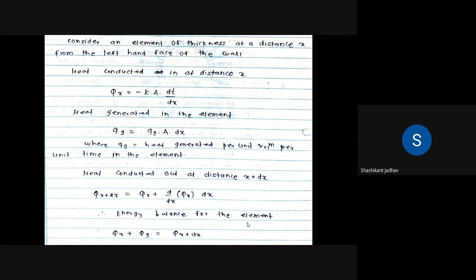Because our derivation is for a plane wall with uniform heat generation. So write down the equation for heat generated in the element. Heat generated in the element. So capital Qg is equal to small qg into A into dx.